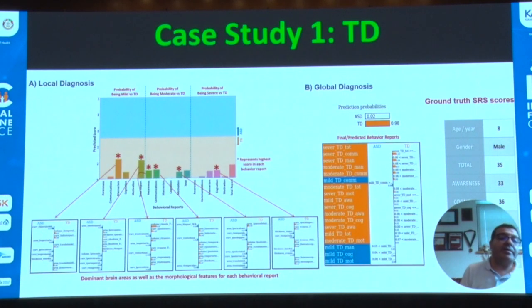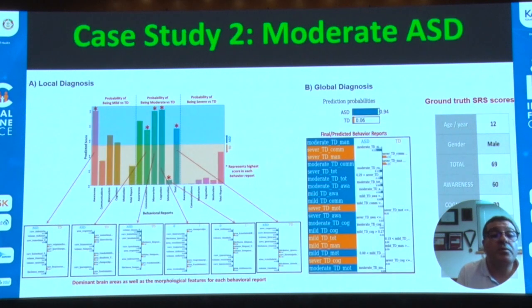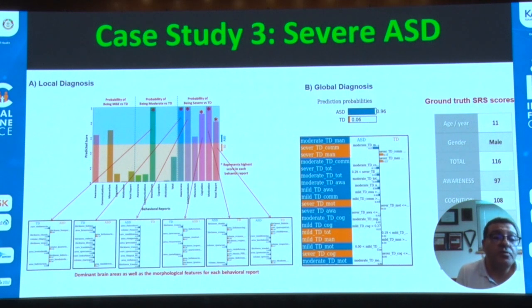Also, the best thing about this system is that we can generate a report that tells us where this subject is in terms of the autism spectrum, where they are in terms of memory, in terms of speech, in terms of cognition, and we share this. I show today three case reports, one for a normally developed brain, one for a moderate autistic subject and one for a severe one. And we share this with the doctor.